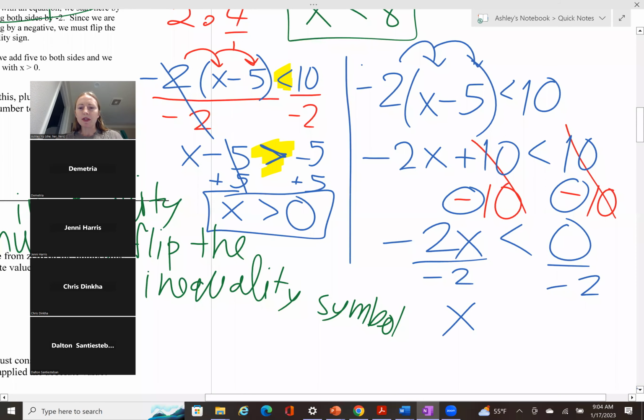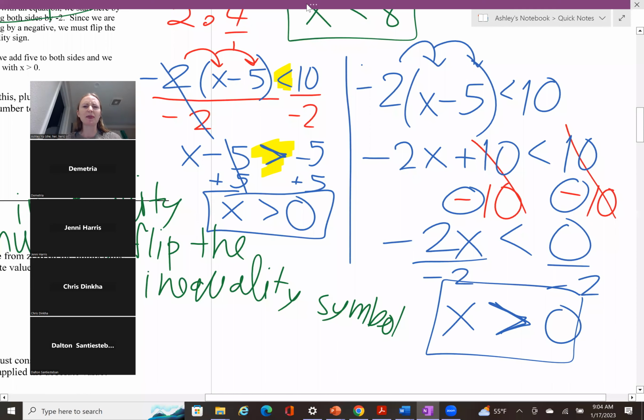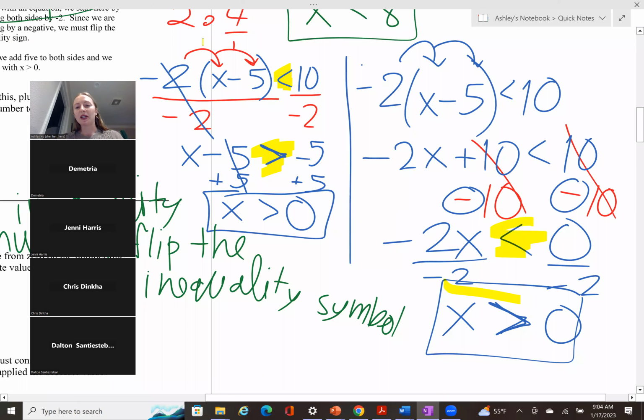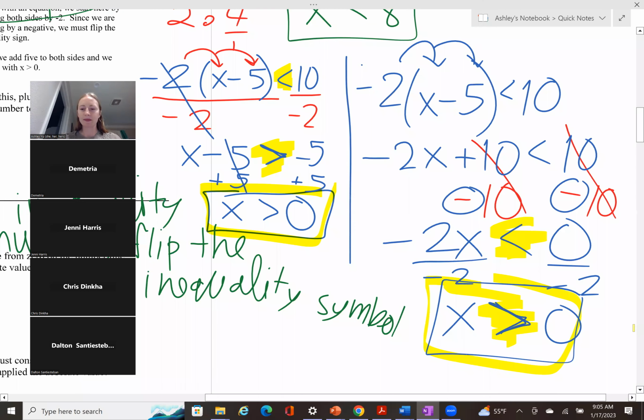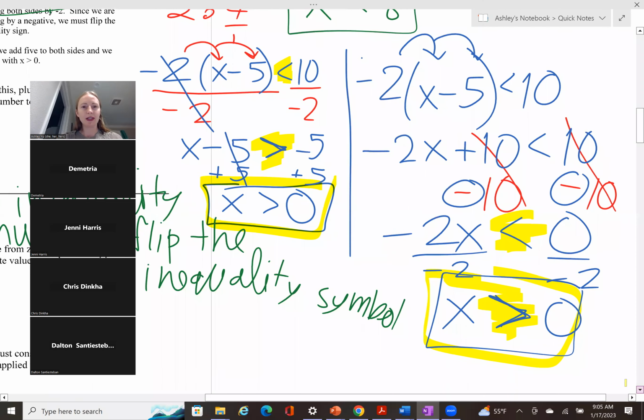So x is all by himself on the left, but now I have to remember that I divided by a negative, so I flipped the inequality. That's the hardest part. The way we did it first, I flipped the inequality right off the bat because I divided right off the bat. But this other way we did it, I divided last, so I flipped it last. Either way, you get the same answer. You notice x greater than 0. So no matter how you do it, as long as you follow the rules, the steps could be in a different order, but you're still going to get the right answer.